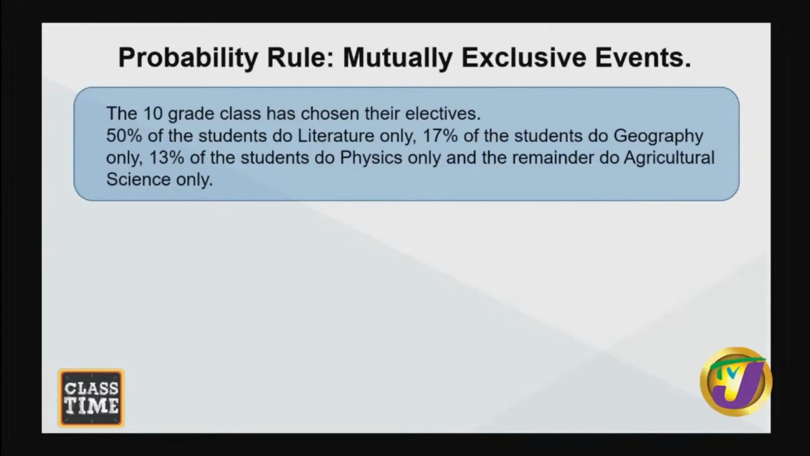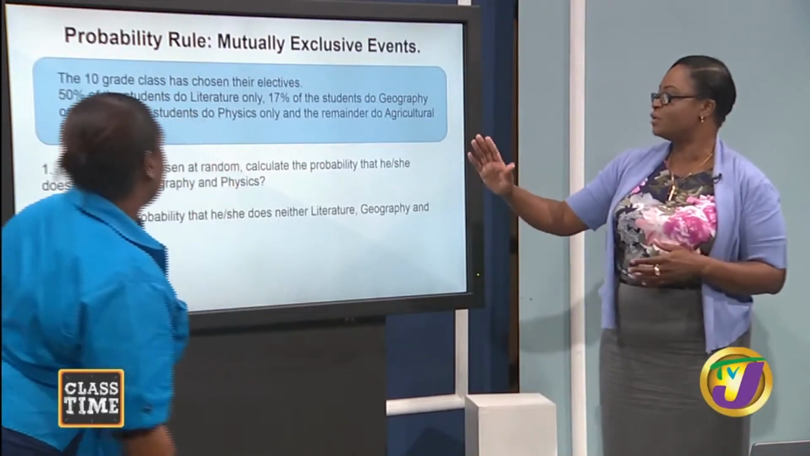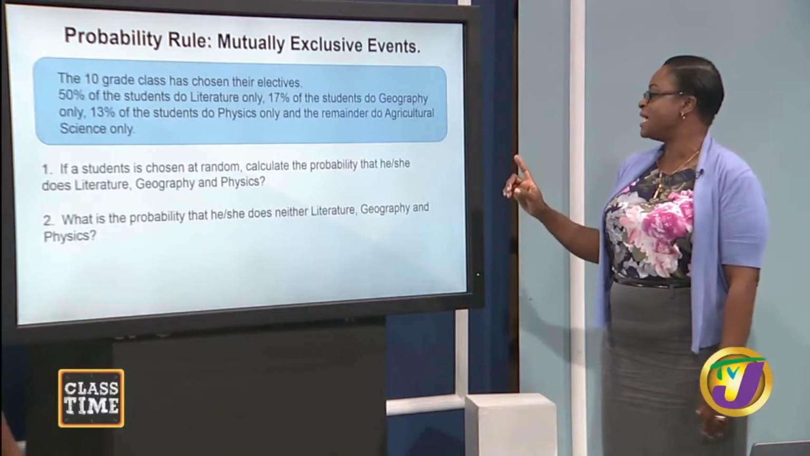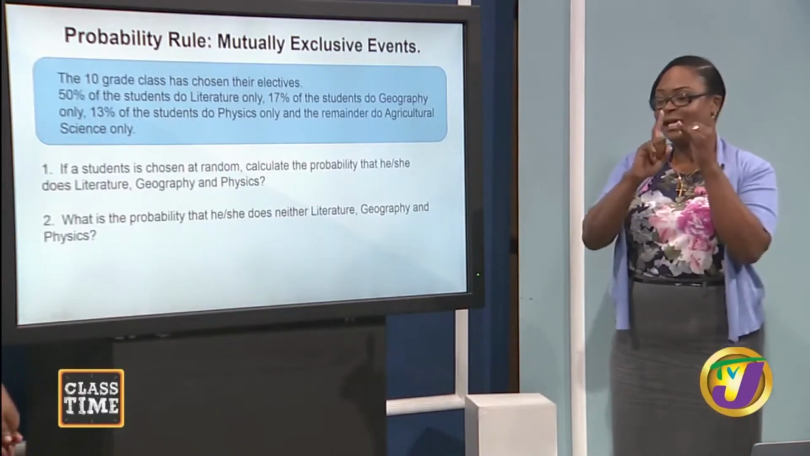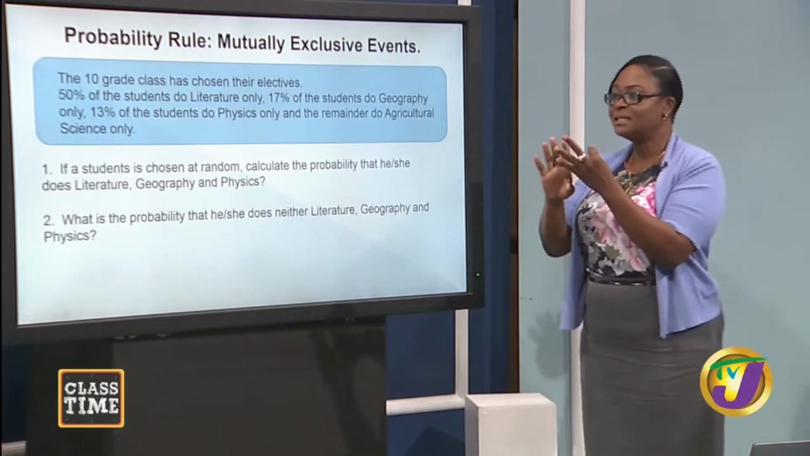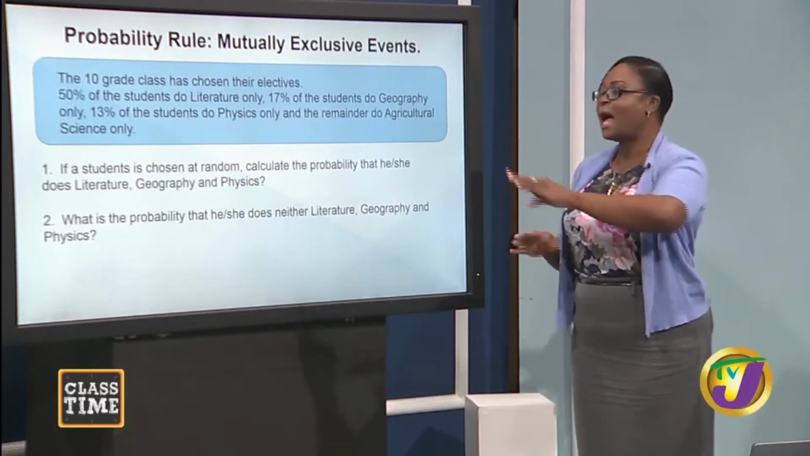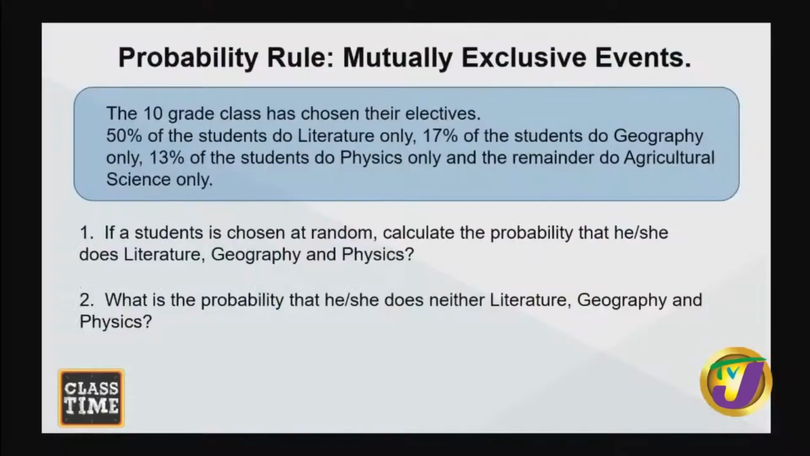The questions we ask that you take are these. If a student is chosen at random, calculate the probability that he or she does literature, geography, or physics. Now, when we say that, I'm looking at 3 mutually exclusive events. And what is the probability that he or she does neither literature, geography, nor physics? And so what would your first moves be?